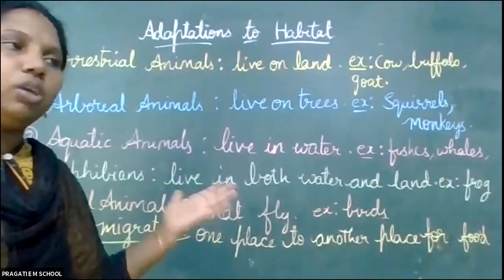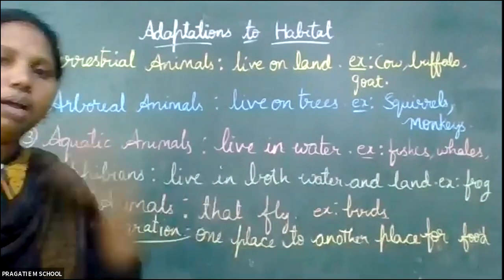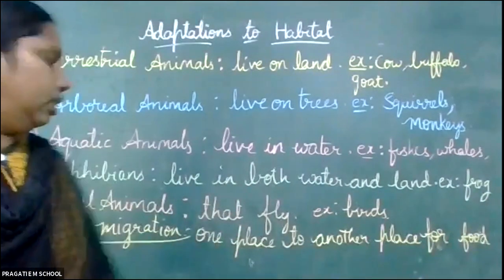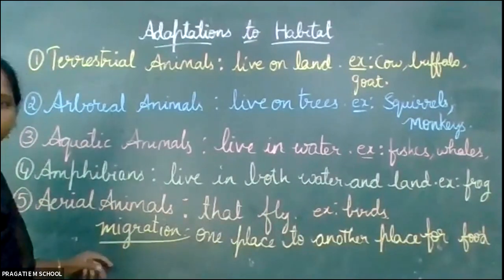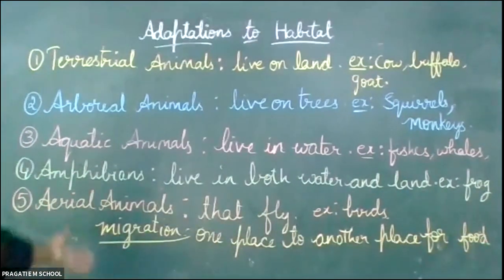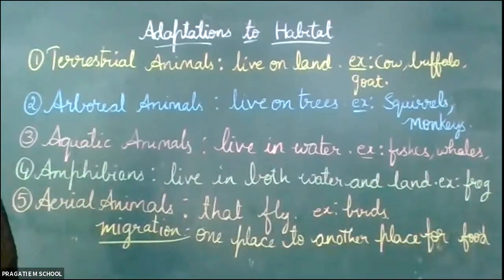After the animals or birds or fishes get the food, again they will come back to their place only. That process we will call migration, children. Write down the topic migration. What is meant by migration? One place to another place for food purpose.